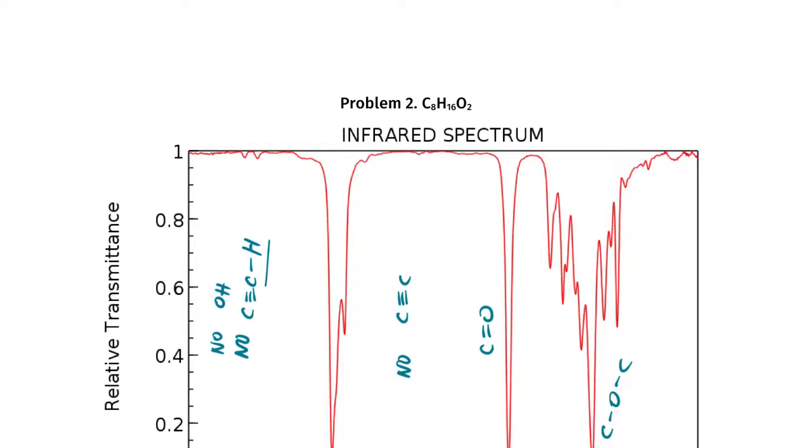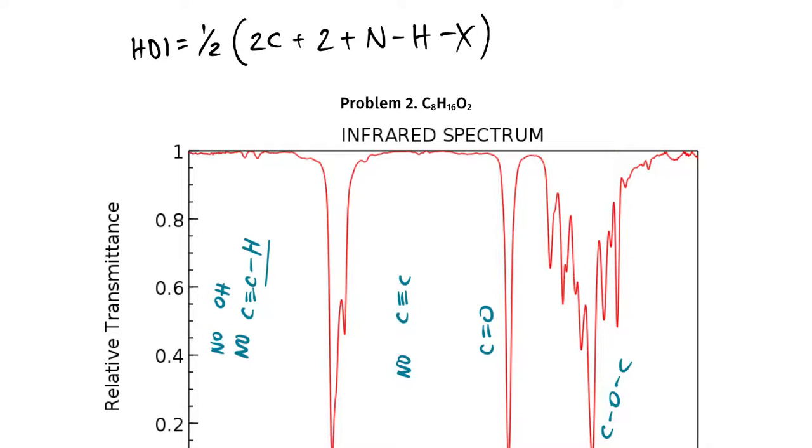Which tells us the degree of unsaturation, the HDI. So what's it going to be? What's the formula? I don't remember that one either. One half of 2C plus 2, plus nitrogens, minus hydrogens, minus X. Right? Okay. So oxygens are not really part of it.